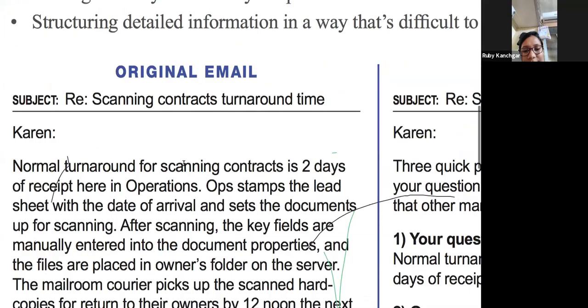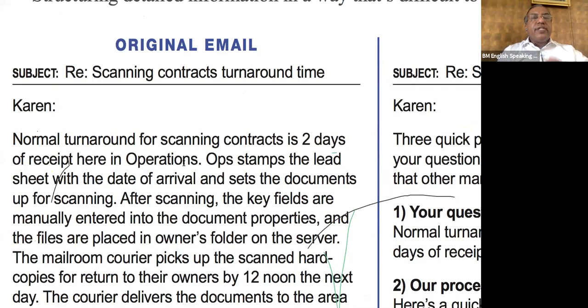Thank you, sir. So, rescanning contracts and turnaround time. Don't get into the technicalities of the email. I'm sure some emails are technical, but let's get the gist and learning from these emails.